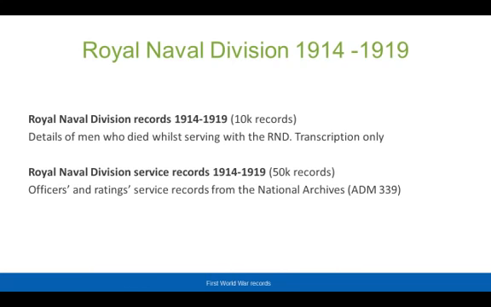Royal Naval Division. So we've got a good collection of RND records, 10,000 records of men who died. Again, 10,000. The numbers are staggering for the First World War. 10,000 men died. Transcription only. Royal Naval Division service records, 1914 to 1919. 50,000 records there, officers and ratings. Service records from National Archives in ADM 339.